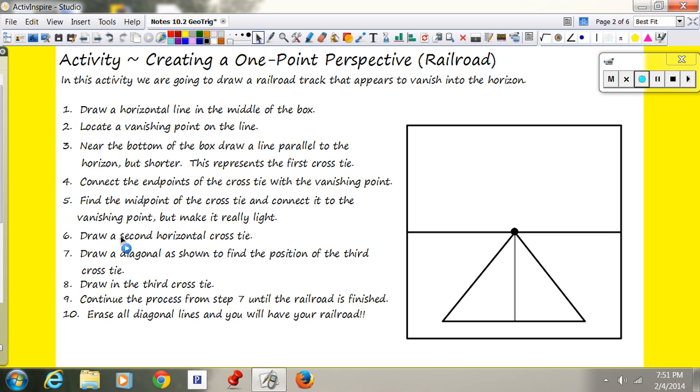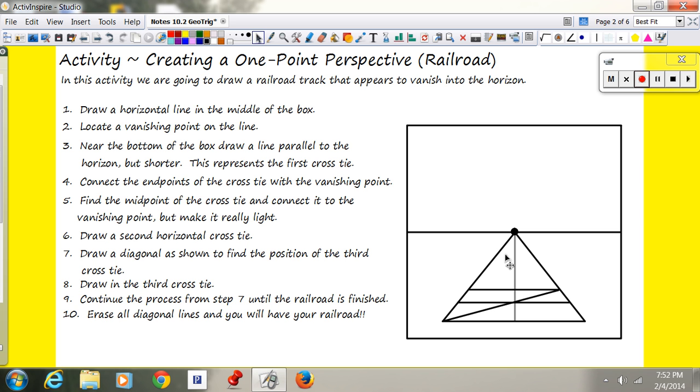Now draw a second horizontal cross tie. So we're going to draw our second railroad tie right here. Just make it to the ends of our 2 lines that go to the vanishing point. And you're going to draw a diagonal as shown to find out where the third cross tie goes. So you're going to draw a diagonal that goes through where these 2 lines intersect, and it tells us right where we need to put in our third cross tie. So we would put it in right there.